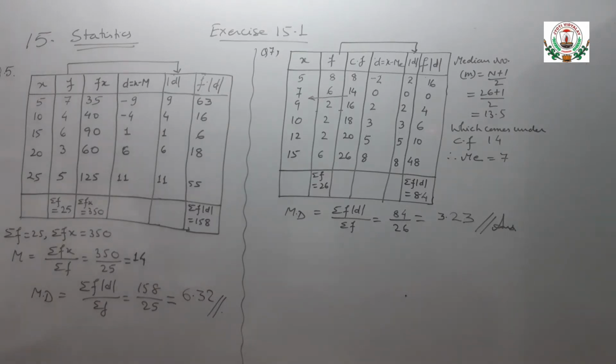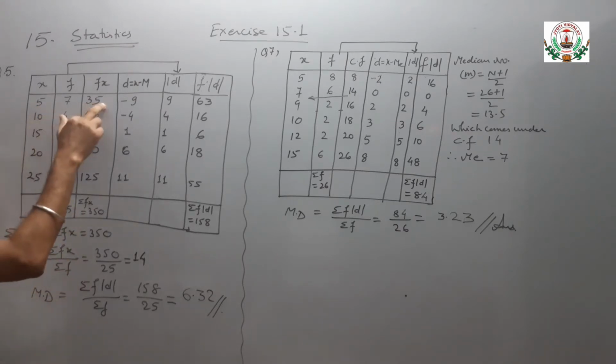Now in question number 5 we are going to calculate the mean deviation from mean, but it is for the grouped series. X and f will be given, variates and frequencies will be given to you for the grouped series: 5, 10, 15, 20, 25, and 7, 4, 6, 3, 5. Total of the frequency becomes 25. We know that to calculate the mean for the grouped series, the formula is summation fx upon summation f.